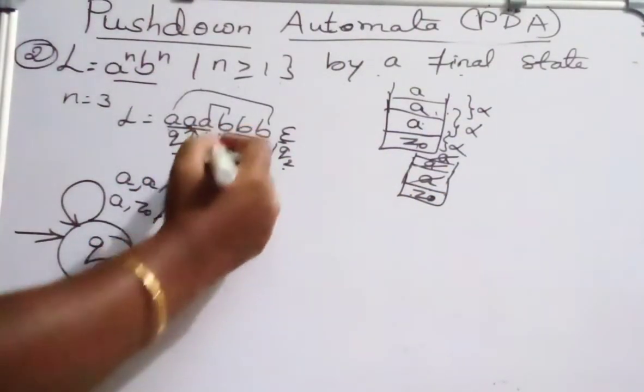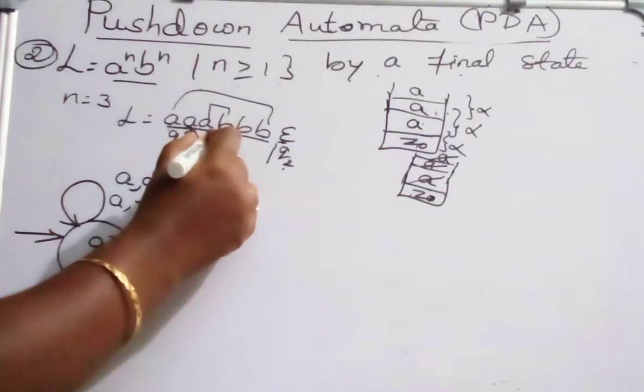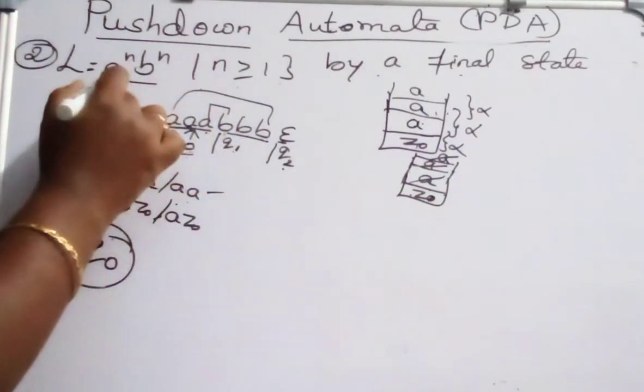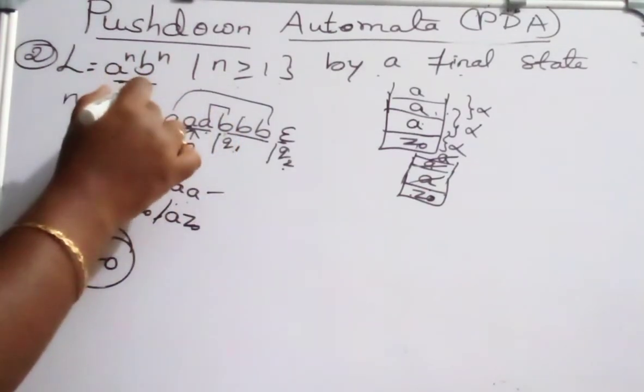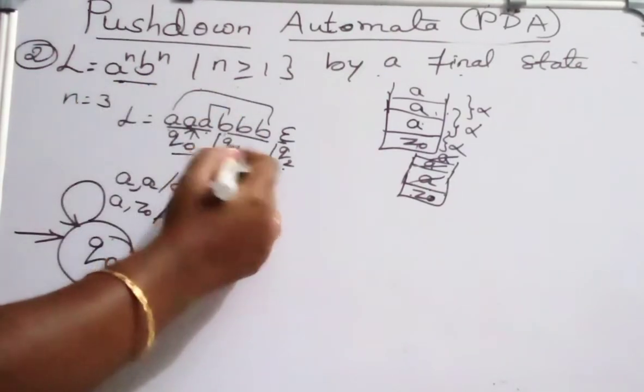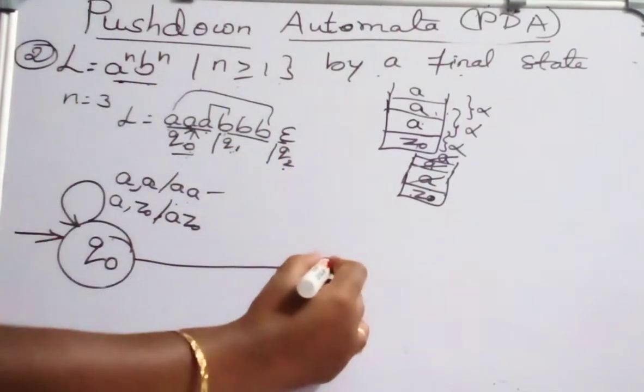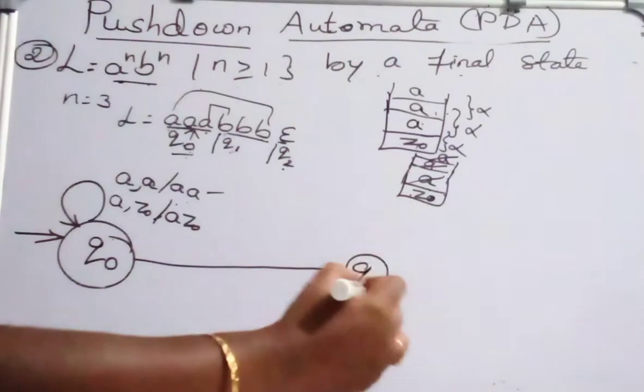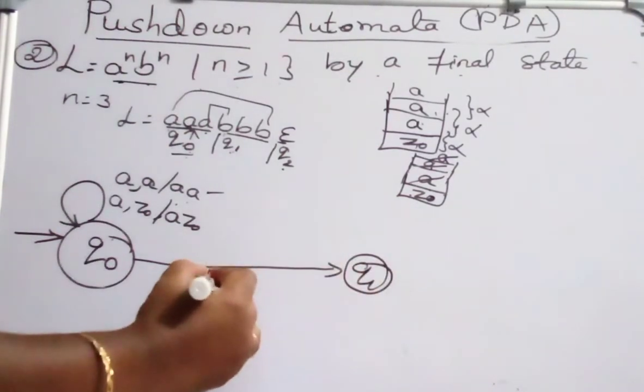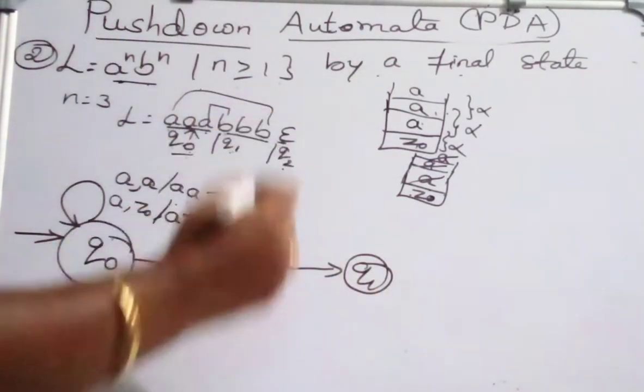So in the state Q0, whenever it finds B, what does it have to do? A raised to n, for the A's, it is in Q0. When it finds B's, what should it do? It should change its state to Q1. It changes state whenever it finds B in the input.